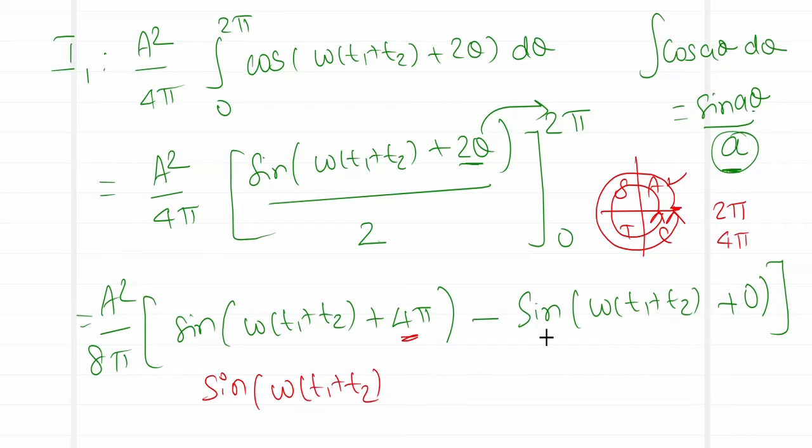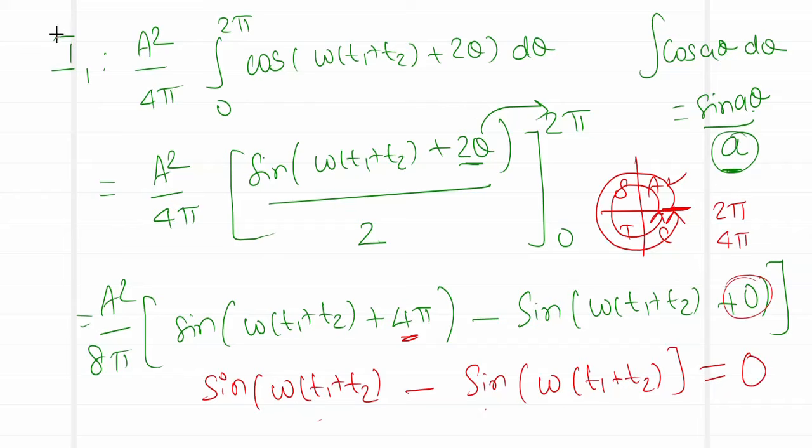What will be the second term? Plus angle is going to be 0, so the 0 will be here on the baseline itself. Hence I will be left with sine of (omega T1 plus T2). Now we notice that the first term and the second term are one and the same. So on subtraction, what does our I1 lead to? My integral I1 is nothing but equal to 0.